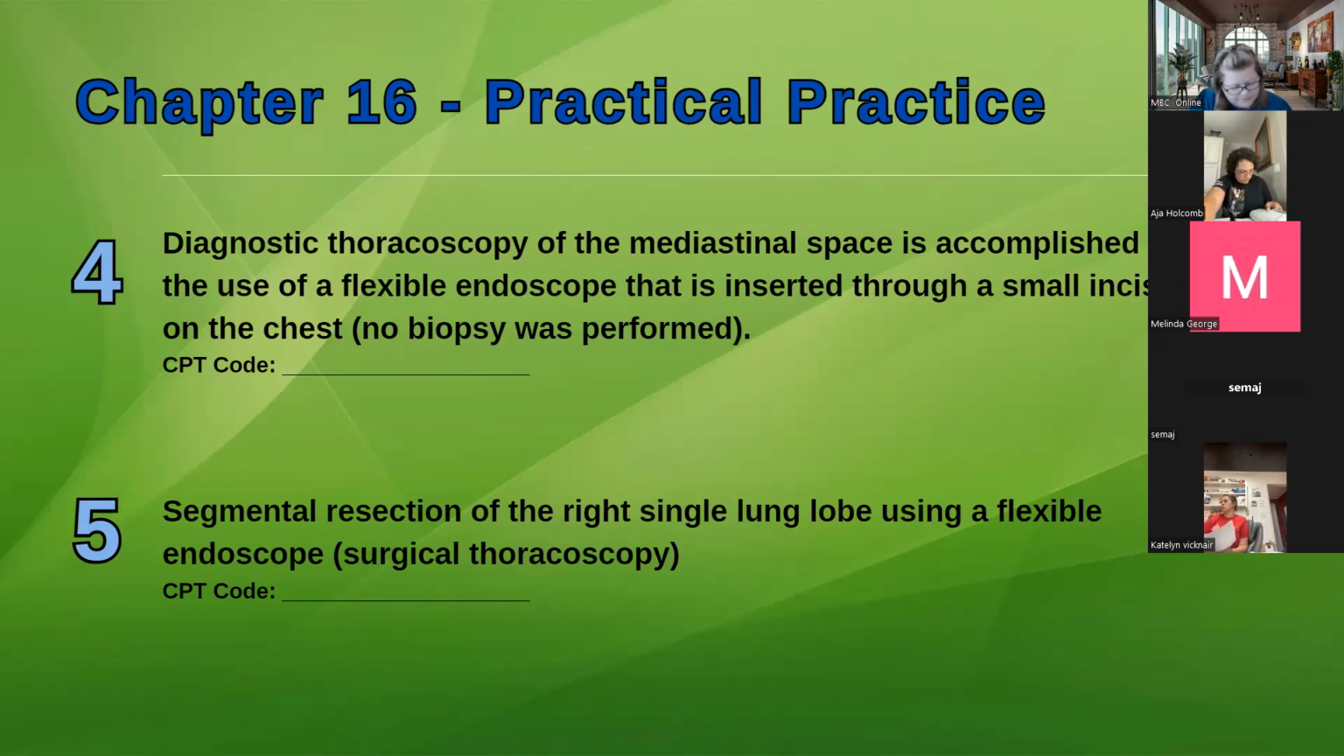Would it be with lobectomy? No, I don't think so. Like down towards the bottom, it says resection. So let's see. No, but that's with therapeutic wedge resection. No, it's, oh, wait. You're right. Yep. With therapeutic wedge resection. Good catch.